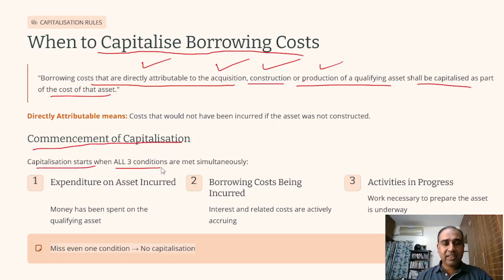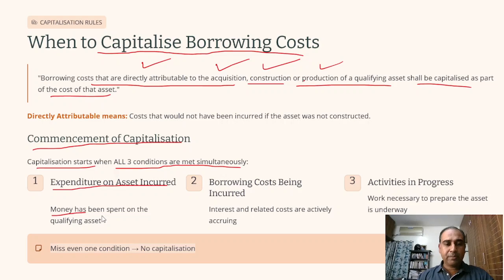Now, commencement of capitalization. Capitalization starts when three conditions are met simultaneously. We spoke about qualifying asset and borrowing cost, but when can we start capitalizing? When can we start adding the interest cost to the cost of the asset? First, expenditure on the asset should be incurred. That means we should start spending money on the asset. If a land is there and we are going to construct a building, then we should start spending money on construction of that building.